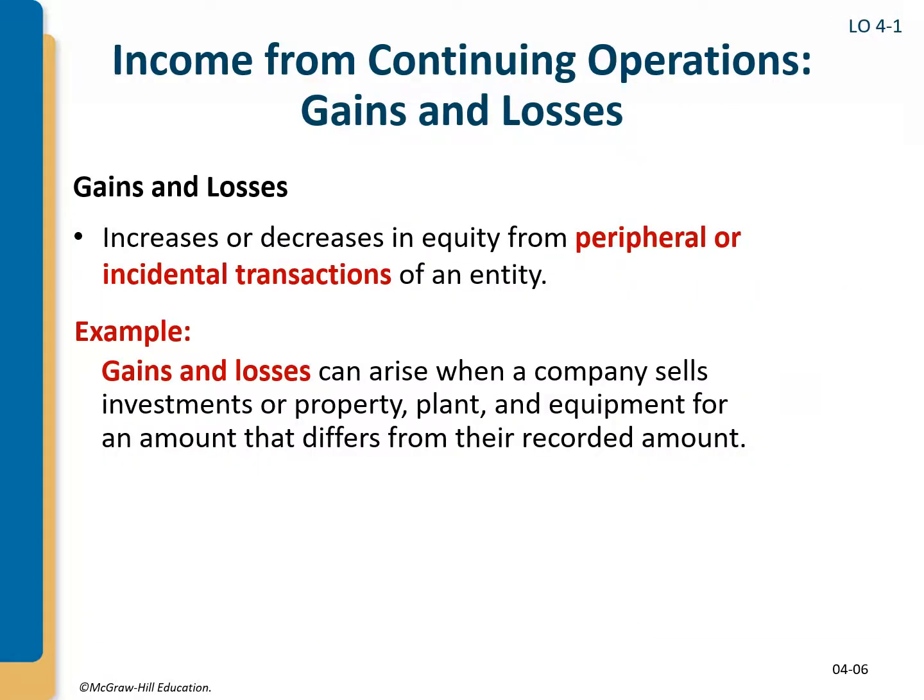Gains and losses, remember, are from those peripheral or once-in-a-while transactions. You might sell property, plant, and equipment or an investment at a gain or a loss. Those aren't part of your normal operating income, but they are part of continuing operations. They're usually reported in the other section.